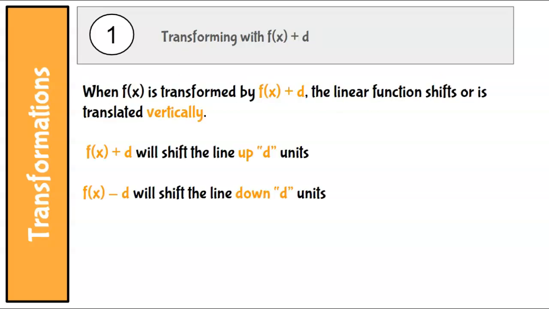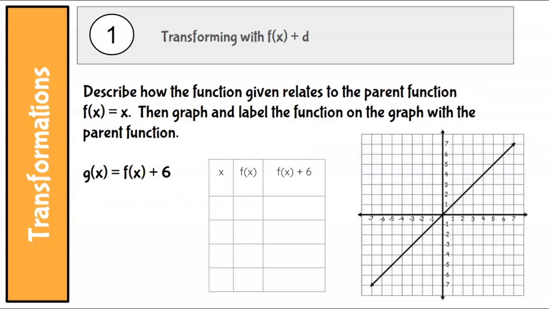When f of x is transformed by f of x plus d, the linear function shifts or is translated vertically. So when it's added to the entire function, on what I call the outside of the function, I'll show you what that means in a minute, it's going to shift the entire parent function graph, whatever it is, the line, the big V, the U, up d units or down d units. If it's a plus d on the outside, it goes up, and if it's a minus d, it goes down. So let's look at some examples and why that happens.